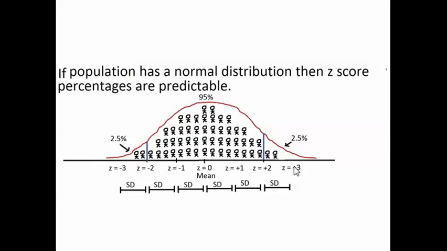And I told you just now that if a population is normal, 99.7% of the population falls between -3 and +3. That means that in the general population, 99.7% of people have an IQ between 55 and 145.